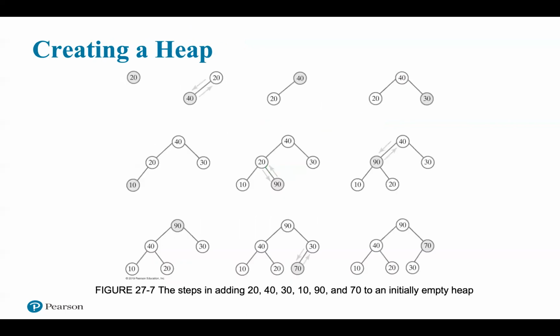For creating a heap using add, we could create a heap from a collection of objects by using the add method to add each object to an initially empty tree. Figure 27.7 that we're showing here shows the steps that this approach would take to add 20, 40, 30, 10, 90, and 70 to a heap. Since add is an O(log n) operation, creating the heap in this manner would be O(n log n).